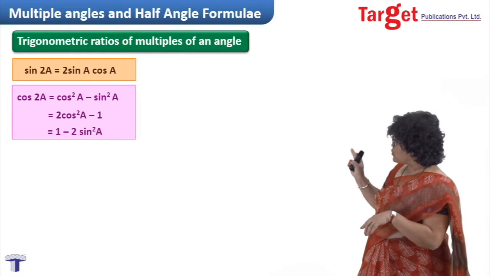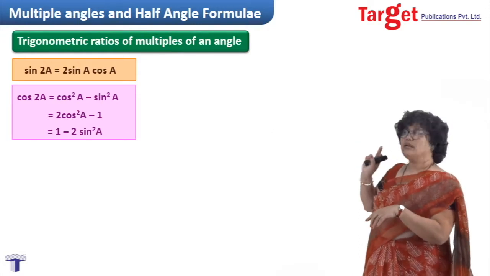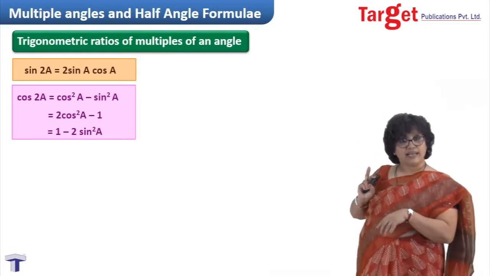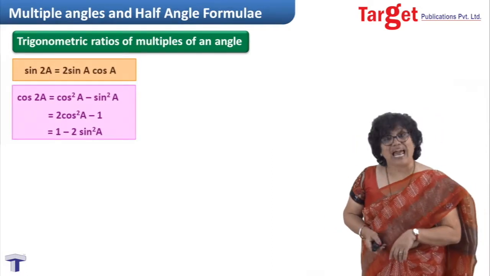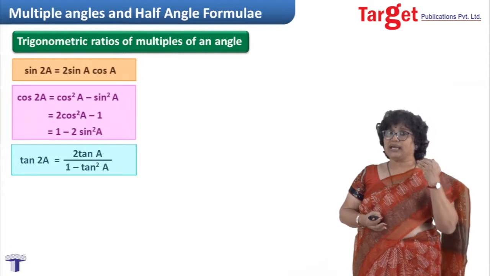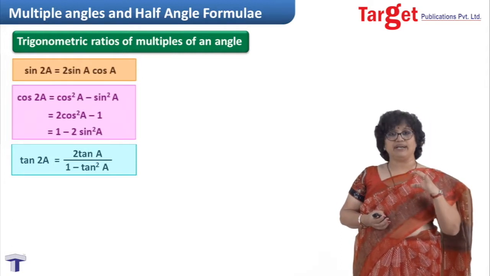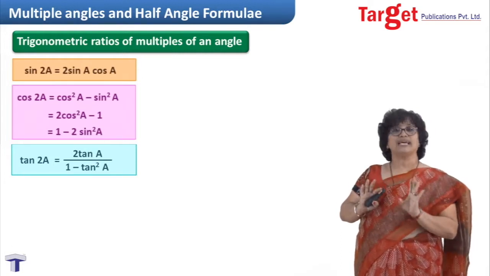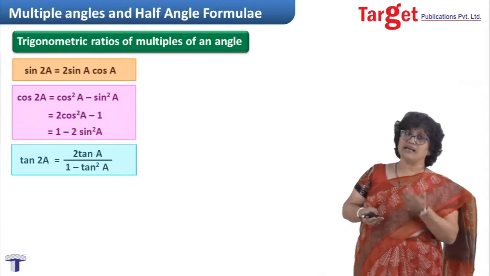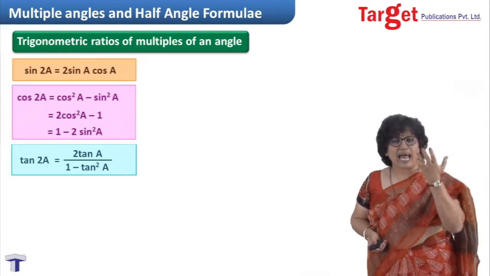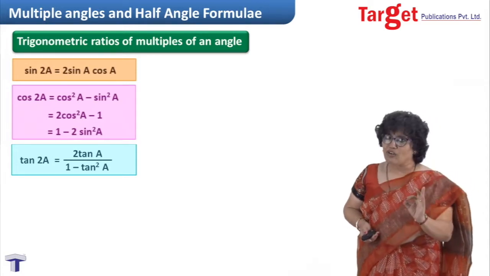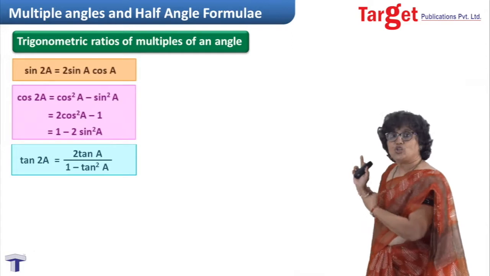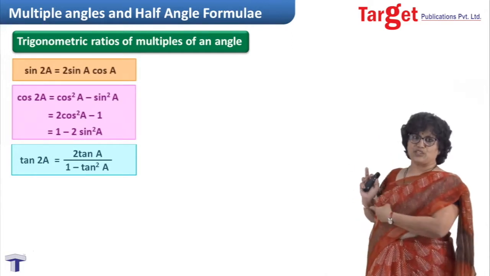So cos 2A can be written in 3 different ways. One is cos square A minus sine square A. Second is 2 cos square A minus 1. And third is 1 minus 2 sine square A. Now let me move to tan 2A. See, what I am doing is, I am just taking sine, cos, tan every day. I am not touching cosec, sec and cot. They can be taken as reciprocals. Now what about tan 2A? Tan 2A means tan of A plus A. Use formula of tan A plus B and arrive at 2 tan A upon 1 minus tan square A.